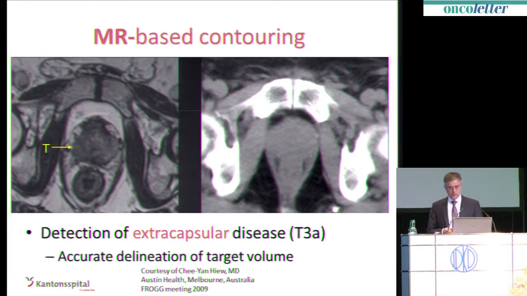And what about extension of extracapsular disease? Based on the CT, it's very hard to see that here the cancer has already left the capsule. So if we plan our treatment based on the MR, we can actually know that here we have to give a bigger margin on this side, so it's not too tight and we don't miss.